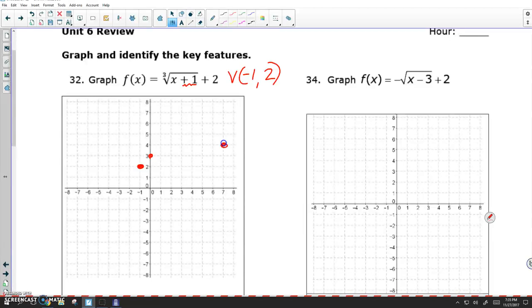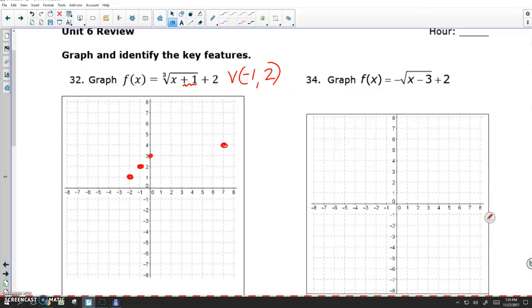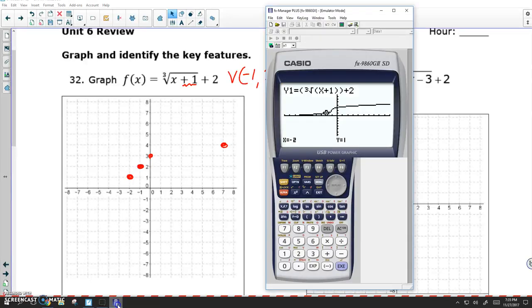7, 4. Then on the opposite side, so it's in the negatives, -1. At -1, I'm at 2. I already knew that. That's the vertex. And at -2, I'm at 1. So we're about -2, 1, about right here. And then I can just keep typing stuff in. -3, it's a decimal, -4.